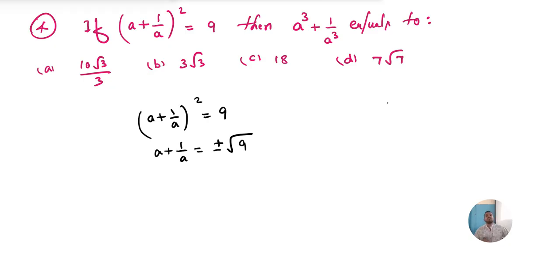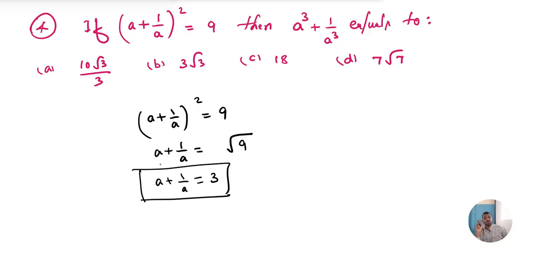But always we prefer positive value, not negative. Here we want only positive value, so I am going to take only plus, not minus. Actually we get two answers, but here we prefer the positive answer. So I am going to write a plus 1 by a is equal to root 9. Square root of 9 is 3. Now we got the value of a plus 1 by a. Now come back to the part we have to find. Simple.